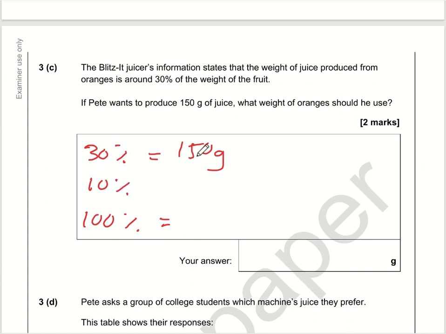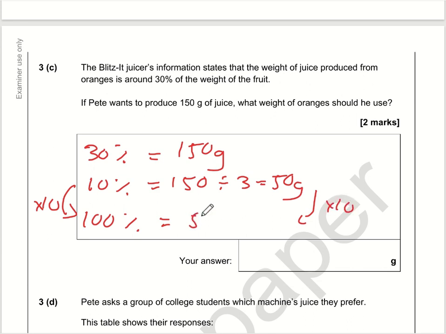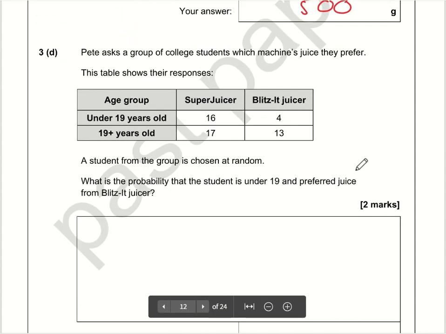So if 30% is 150, then 10% is going to be 3 times less, and 150 divided by 3 is 50 grams. So if 10% is 50 grams, then 100%, that is 10 times more. So it's going to be 10 times 50, and that is therefore 500 grams. And we can work that out. What is 30% of 500? 10% is 50, 30% is 150. Perfect, we're back at 150, which was our starting point.